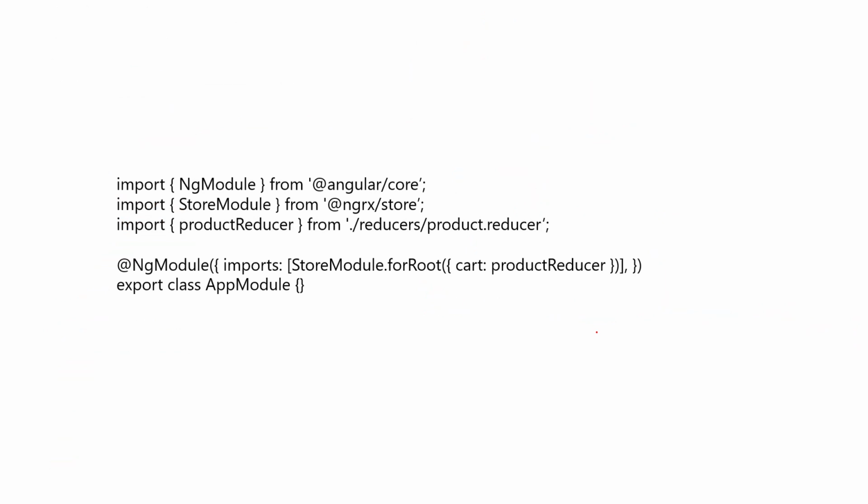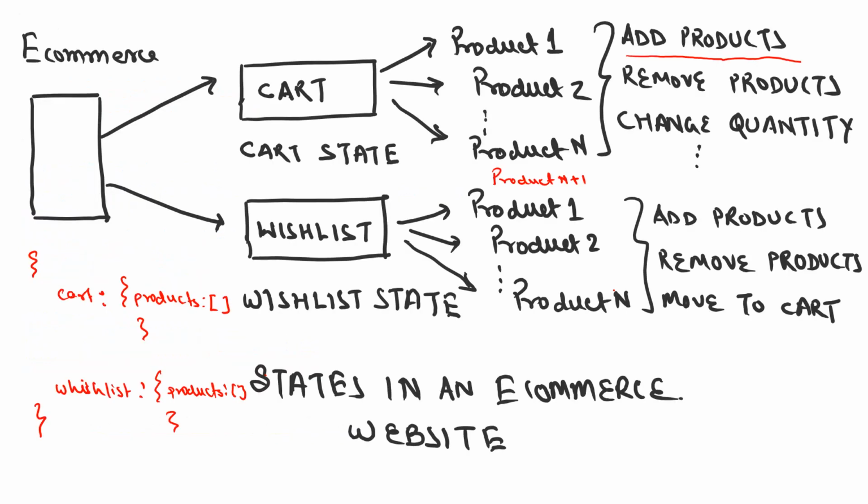Now okay, so after making a reducer, what you need to do is import the store module. In your NgModule, in the imports array, you need to write the statement StoreModule.forRoot, and you need to pass a reducer. This becomes important for how you can access your cart state in the entire store. Like we discussed previously, in the bigger store we are managing two states. One is the cart state, one is the wishlist state.